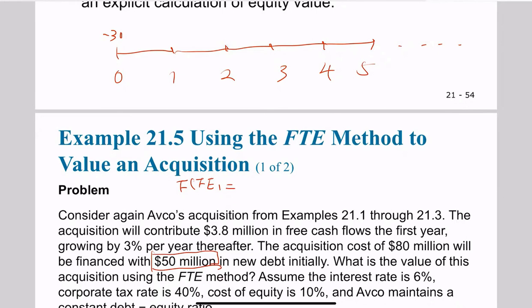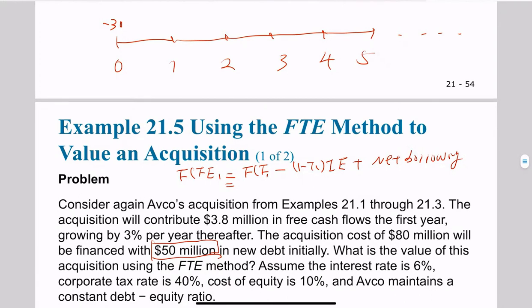So now let me use again free cash flow to equity, which is free cash flow minus the after-tax interest expense plus net borrowing. Okay, now what is the free cash flow on date 1? We can see that the problem directly gives us the answer, right? It's $3.8 million. What about interest expense?